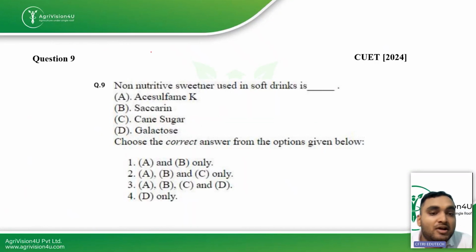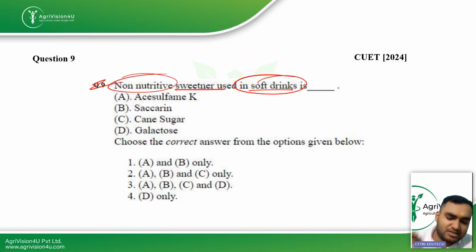Next question we have: non-nutritive sweetener which is used in soft drinks. So what is a non-nutritive sweetener? Ideally in any food commodity, we use cane sugar or normal sugar as a sweetener because it gives mouthfeel and sweetness. But what about the people who are not consuming sugar, the diabetic people, or the people who are into sports nutrition, who are nutrition conscious, diet conscious, who want to limit their daily intake of sugar? For those people, we usually add non-nutritive sweeteners inside the foods.